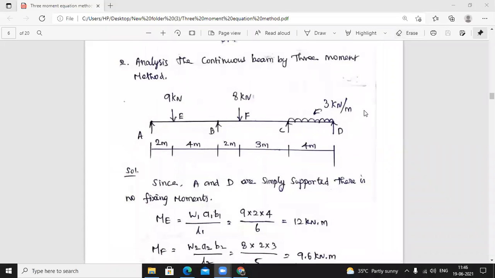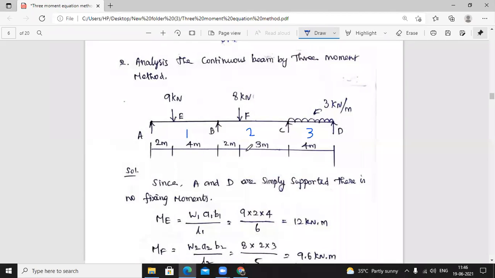So in this second problem, analysis of continuous beam by three moment method. In the previous problem, we studied only two spans, three supports. Now, three spans, four supports. This is span number 1, this is span number 2, and this is span number 3. So total 3 spans, 4 supports.